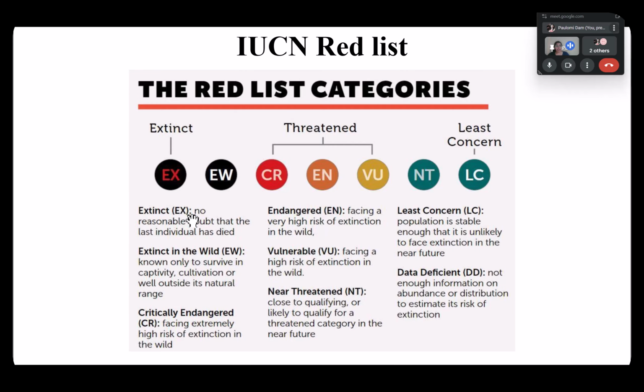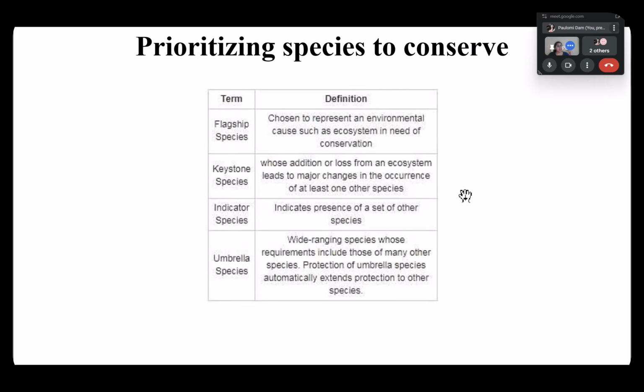And lastly, extinct are animals who have been washed off from the face of the earth. You do not find any individual, even the last individual has died. So these are the 7 categories of the IUCN Red List where the animals are classified, and the ones in the threatened category are the ones who are prioritized for conservation programs, right? And in these animals, again, you have several classifications based on which you decide whether to go ahead with the species or not. What are these classifications?